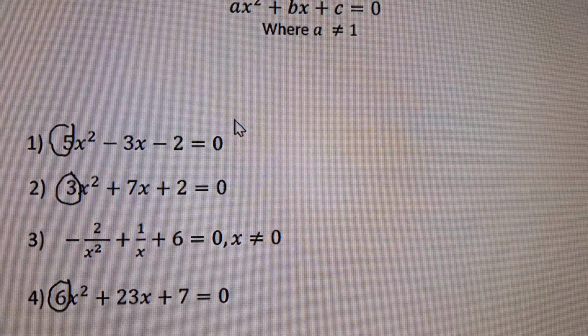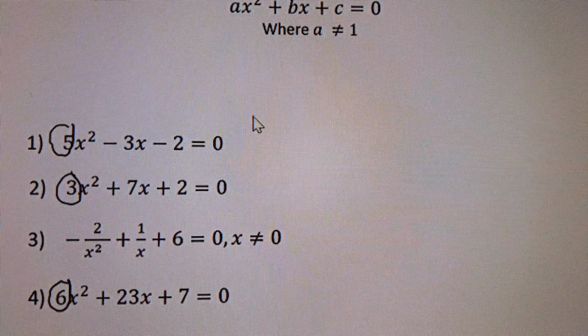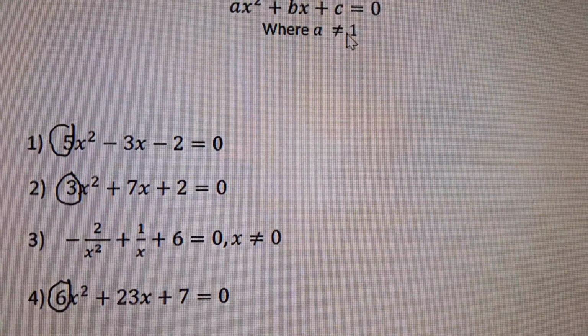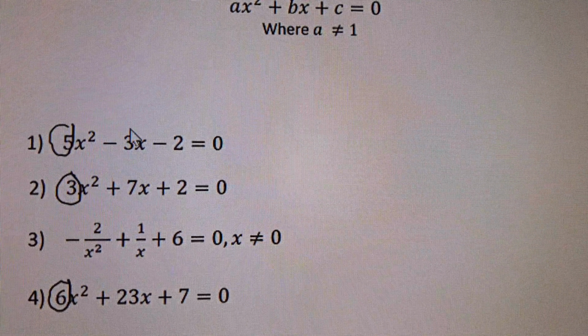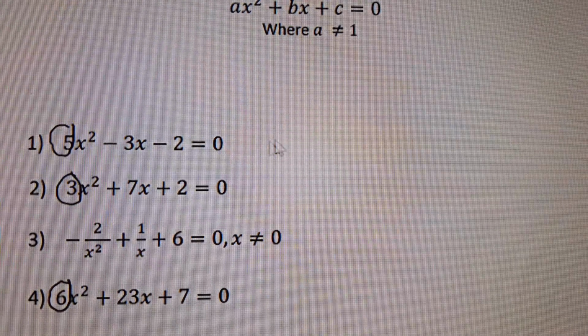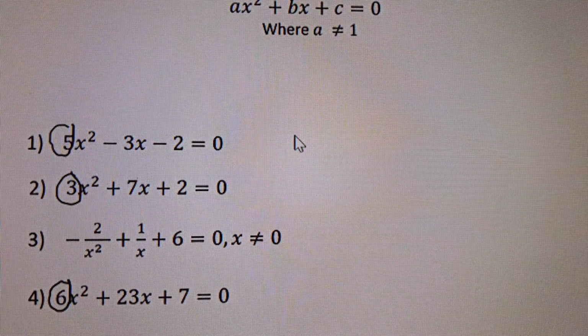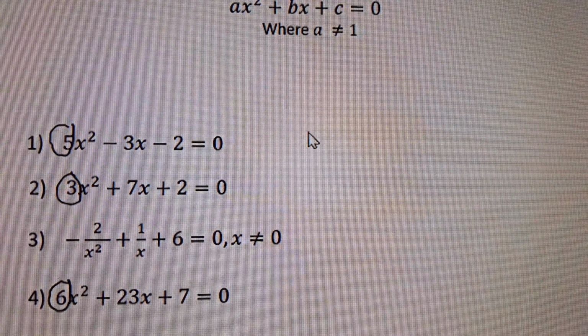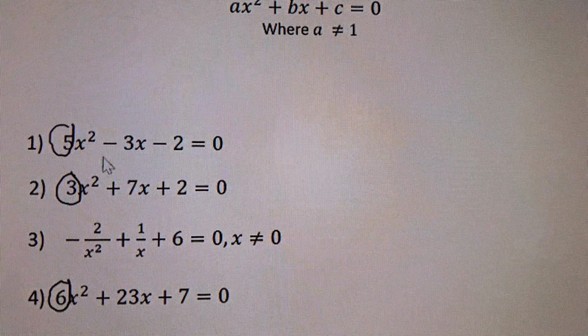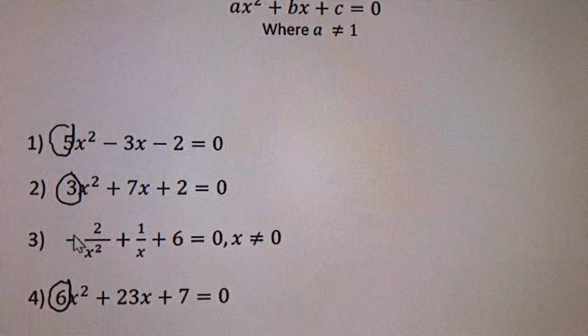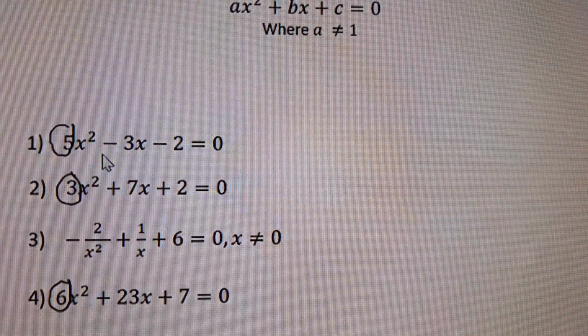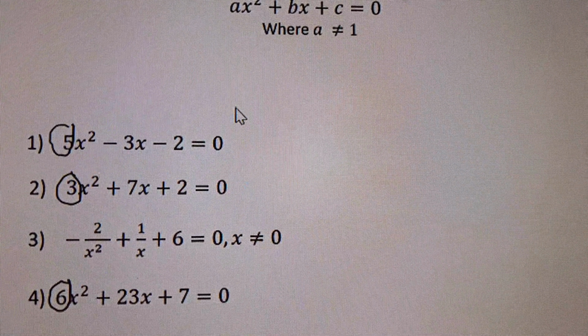However, there are two things that we do differently from when a is equal to 1. That is, the solution or the factors are going to be reversed in sign, and we need to divide by the respective leading coefficient. So let's get started with the first example.